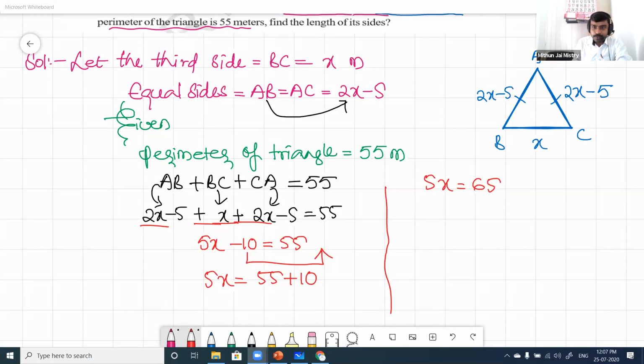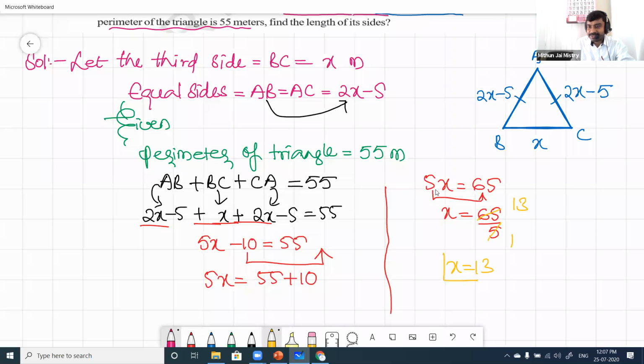So 5x, we want x, children. So what we will do, this 5 we will take to the other side, right? So we'll get x is equal to 65 by 5. Now when we simplify it, we'll get 5 ones are 5, 5 threes are 15. That is, we are getting x is equal to 13.